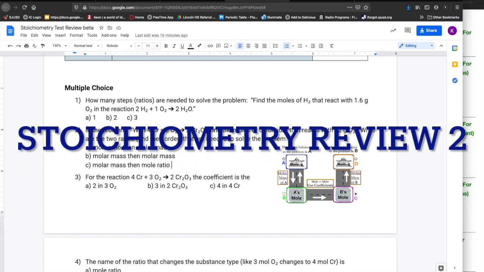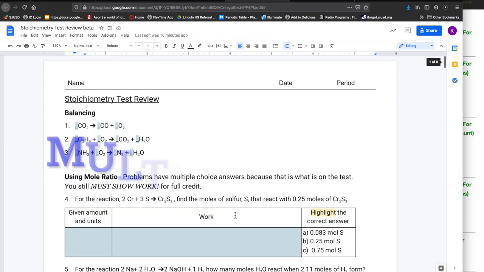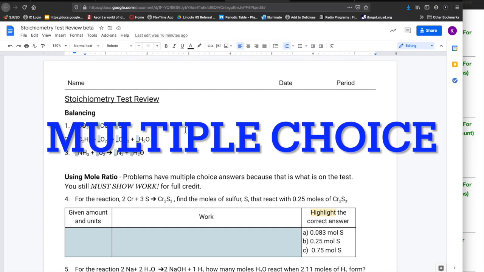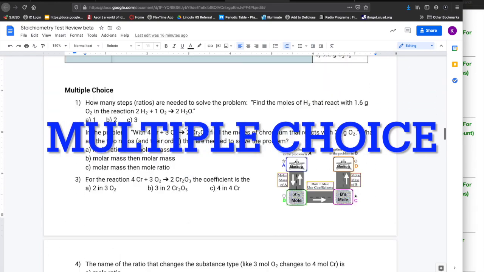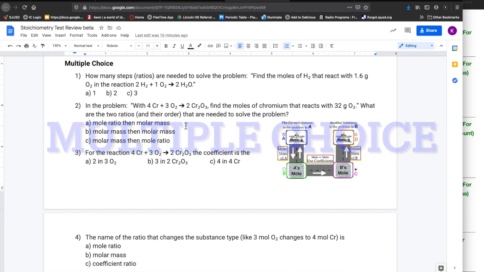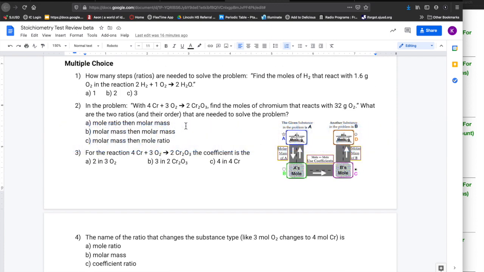So I'm going to start with the multiple choice on the stoichiometry test review. I may not even get to balancing equations. The reason I'm starting here is that it actually explains some of the reasons we're doing something, instead of just showing you why we're going through films.